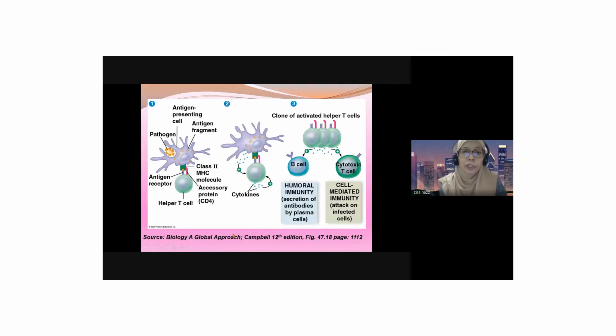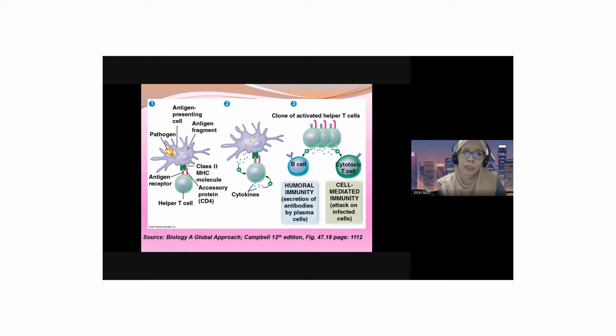From Campbell 12th edition, page 1112. This is the antigen. So we look again at the humoral, but this one is on humoral and cell-mediated immunity. Okay, we look at the APC, the antigen presenting cell. So this APC is a dendritic cell. Here is a dendritic cell.